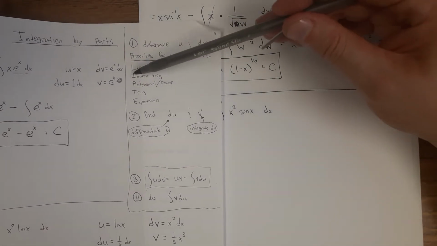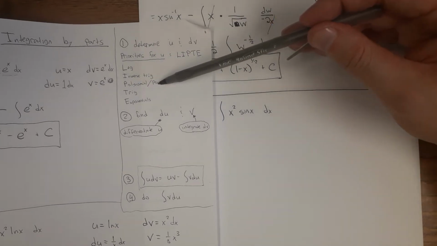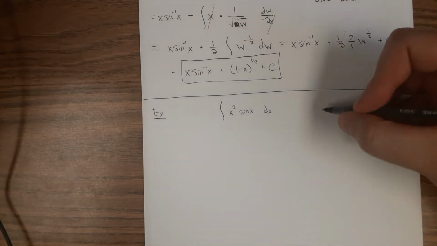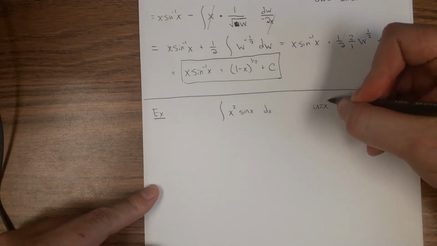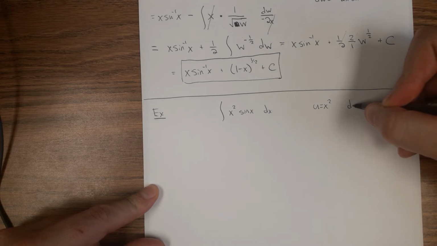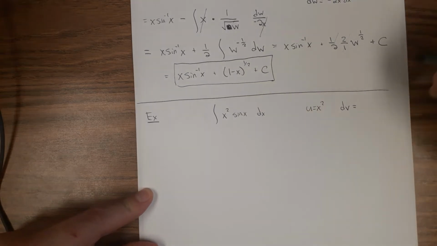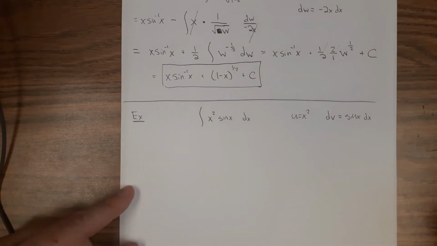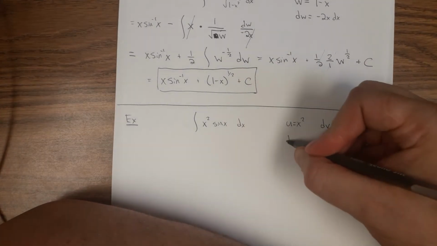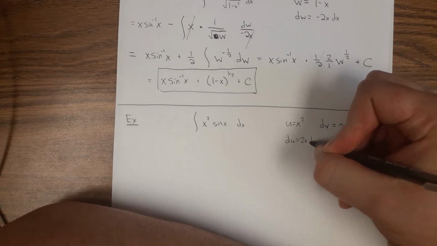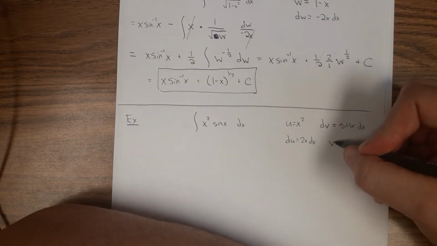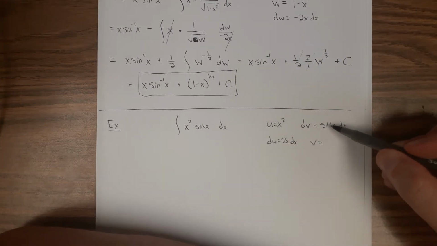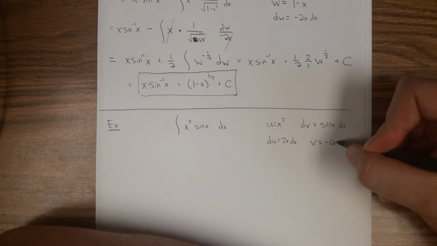So I don't see logs. I don't see inverse trig. I do see a power of x, so that's going to be my u. So u is x squared. dv is sine x dx. du is 2x dx. V is the antiderivative of sine, which is negative cosine.